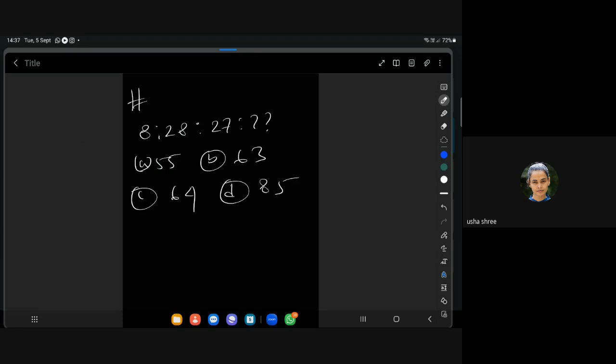So how did you solve this one? 8 threes are 24, 24 plus 4 is 28. 3 into 27 is 81, 81 plus 4 is 85. Means 8 is to 3 into 8 plus 4. If you do that, it will give you 28. Then similarly, you have to apply the same formula here. So 3 into 27 plus 4 will give you 85. Is it clear to you all?